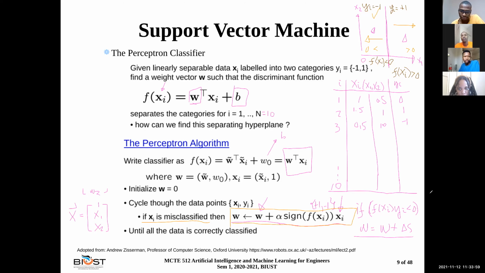So why do we say that misclassification is like this? Why do you think? Misclassification is considered to be when your function f of xi multiplied by the yi is less than 0.